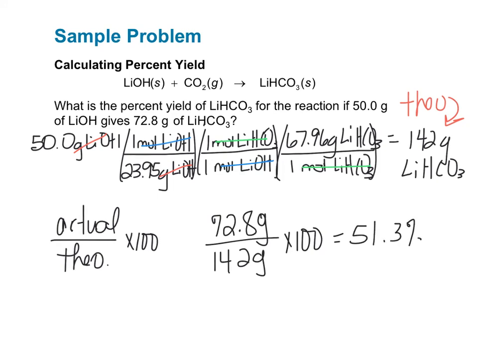51.3%. Looking at significant figures, my initial number here had 3 significant figures. My actual yield had 3 significant figures. So everything else I calculate should have 3 significant figures. So our final answer is 51.3% yield.